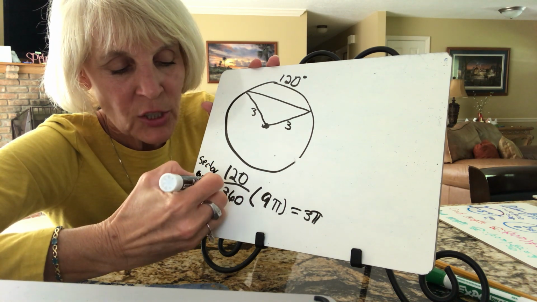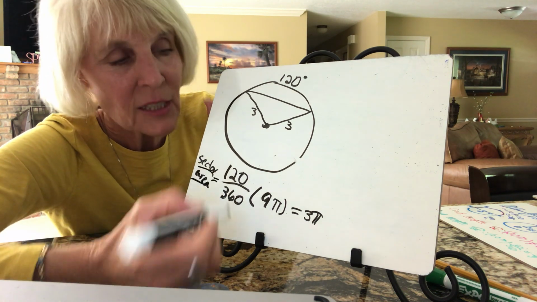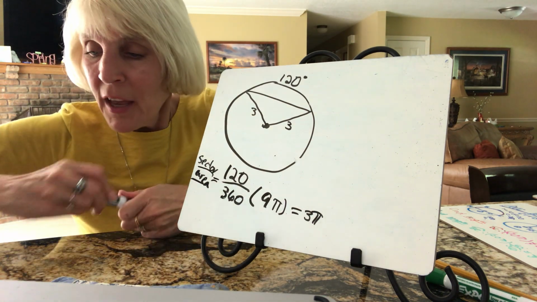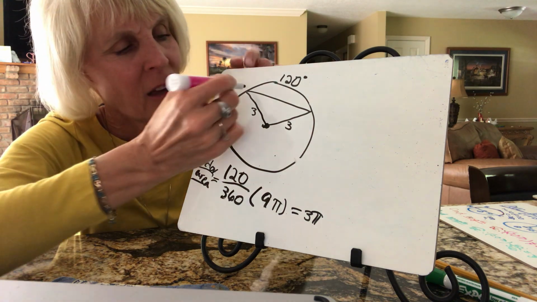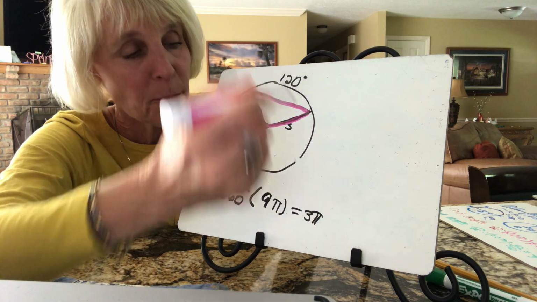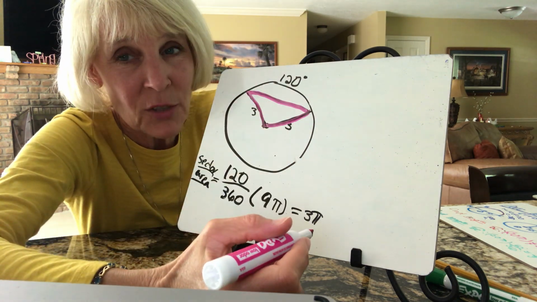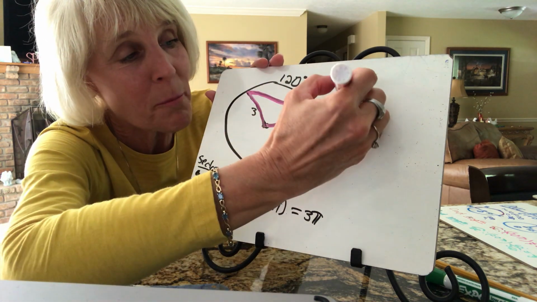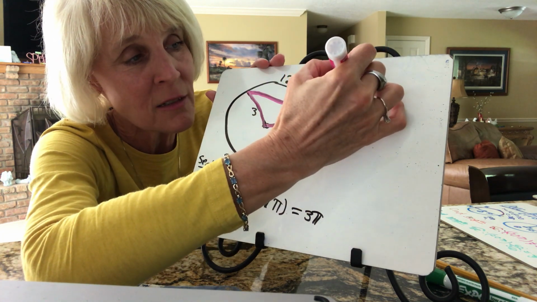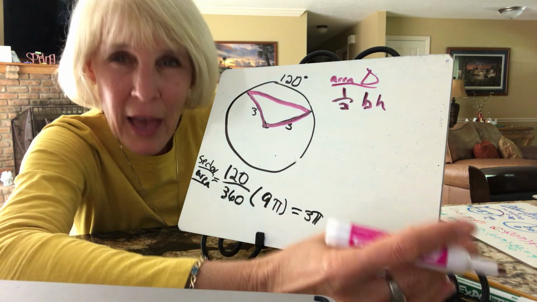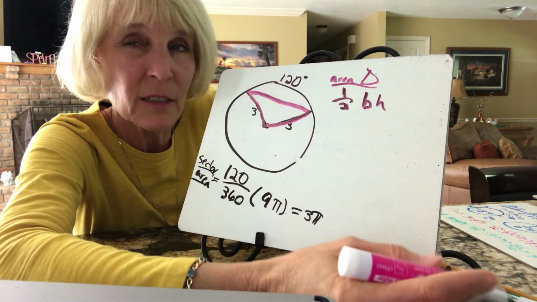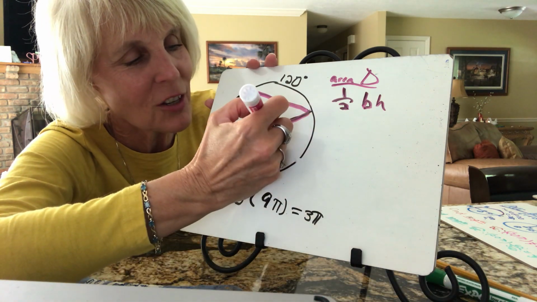Now, what would I need to do to find the segment area? I gotta subtract the triangle, okay? So let's change colors. How am I gonna find the area of this triangle? You're right, 1/2 base times height. Could I do half of 3 times 3 though? Okay, because remember, when I do 1/2 base times height for my area of my triangle, my base and my height have to be perpendicular to each other. Any ideas? I think you're catching on.